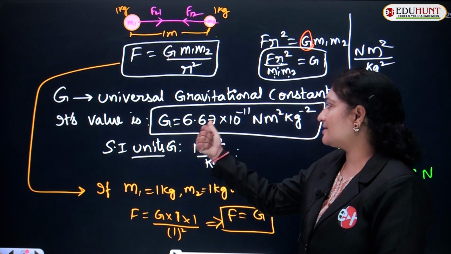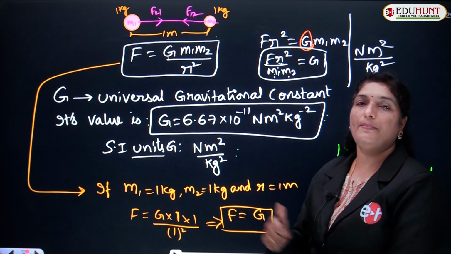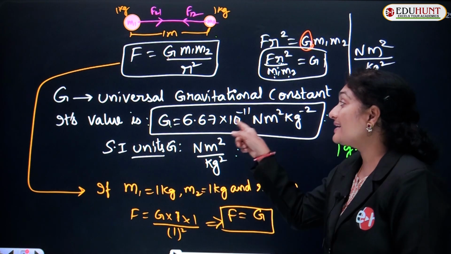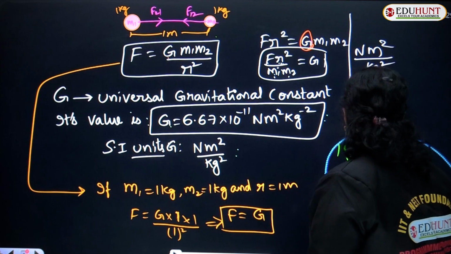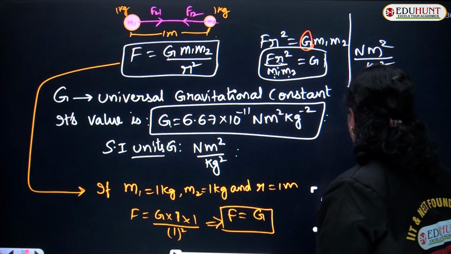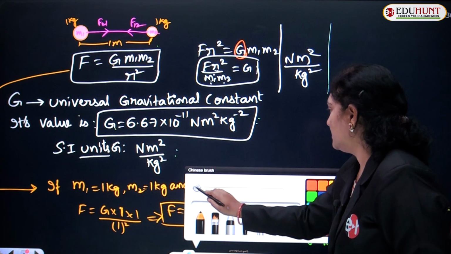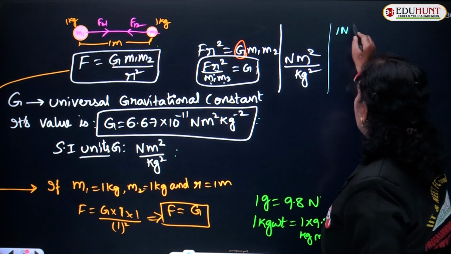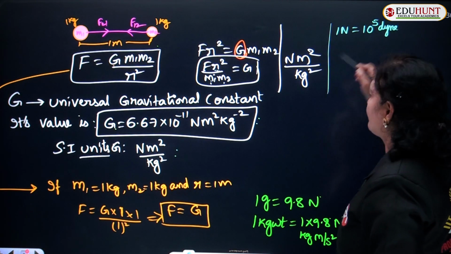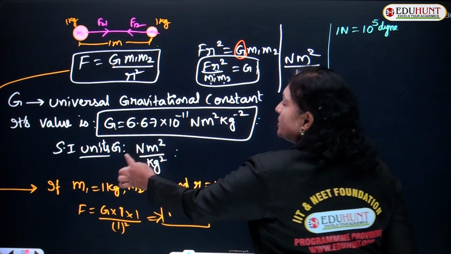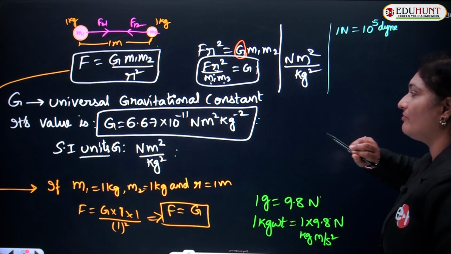So how much is that? 6.67 into 10 power minus 11 Newton meter square per kg square. The same can be calculated in CGS system, children. So in CGS system, it can be calculated as something like this. The value of 1 Newton in CGS system is in dynes. So how many dynes? 1 Newton is 10 power 5 dynes. And so units are Newton meter square per kg square. Newton when converted in dynes, 1 Newton is 10 power 5 dynes.